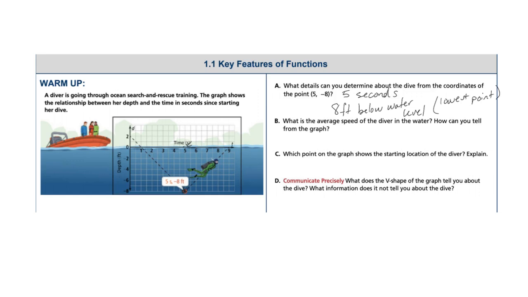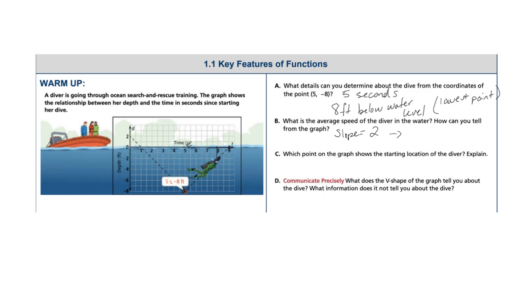Now it says, what is the average speed of the diver in the water? How can you tell from the graph? Well, our average speed, we'd be looking at the slope of it. To find the slope, we can pick 2 points. If we pick right here and a point here, we're going up 2, and to the right technically 1, because the increments by the boxes are like a half. So if it's up 2 to the right 1, our slope is 2/1 or 2.